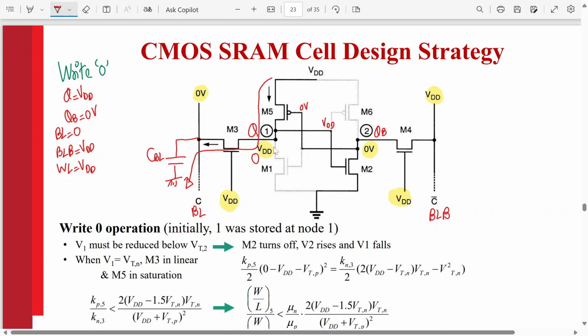Tell me, M5 should be stronger or M6, M3 should be stronger, sorry. M5 or M3? No, no, no. Here M5 should be stronger.